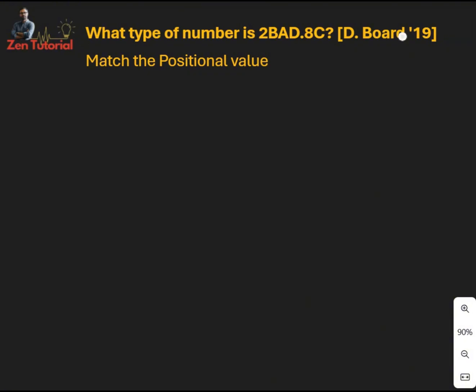So the question talks about 2019, what type of number is this one? So there is BAD.HC. So this is hexadecimal, there is no doubt, hexadecimal. So the base is 16. So the second part of the question, match the positional value of this number. Indeed, the positional number represents the weighted or positional value of this number in decimal.